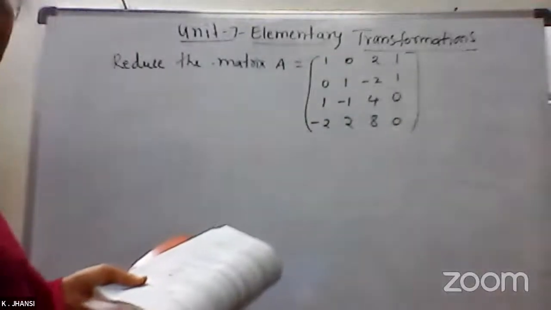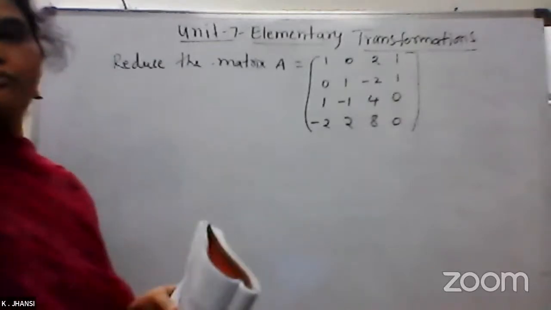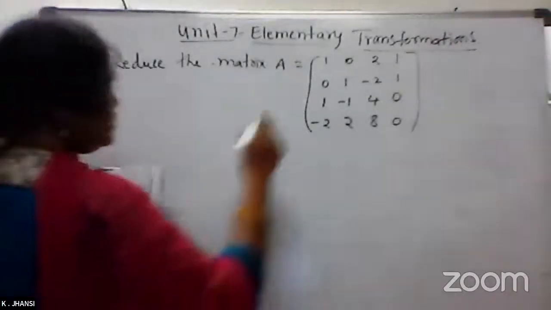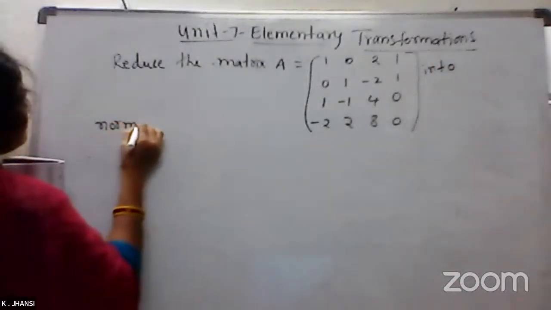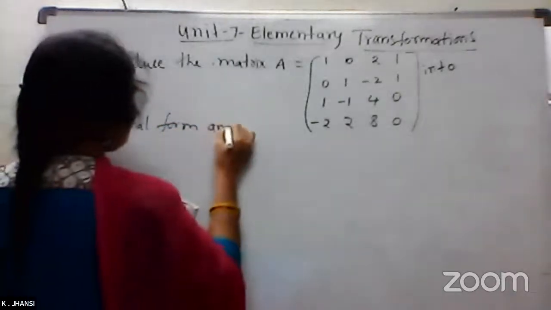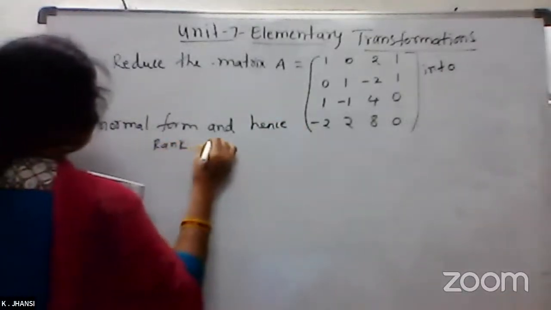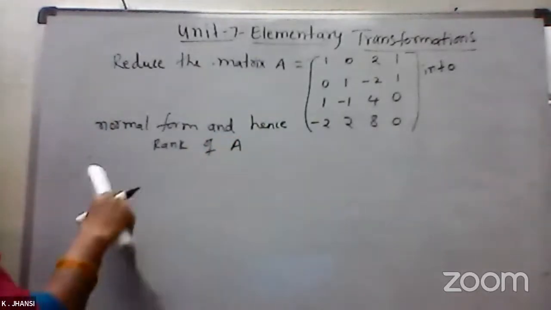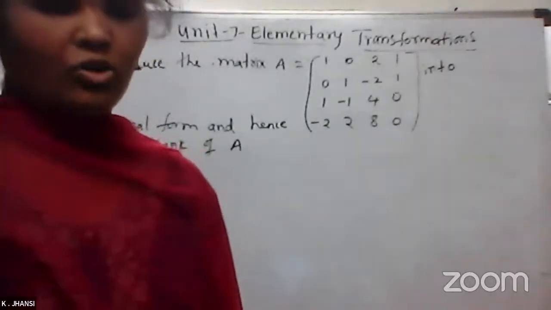Okay, like this. So compulsory for the normal form, you have a rectangular or square matrix of 4 by 4 or 4 by 3 or 3 by 4. So, reduce the matrix A into normal form and hence find the rank of A. Okay, like this the question will be asked. It is a 10 marks question, also you will get it in the examinations.